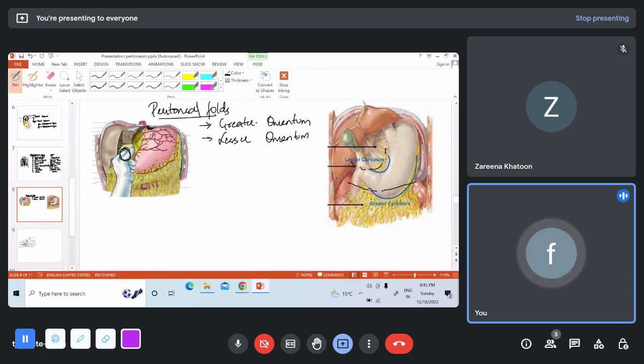Okay, this foramen here, which communicates between the greater and lesser sac, is called, sorry, foramen of Winslow. All right. This foramen is also called epiploic foramen, and this foramen is also called foramen of Adytus. All right.